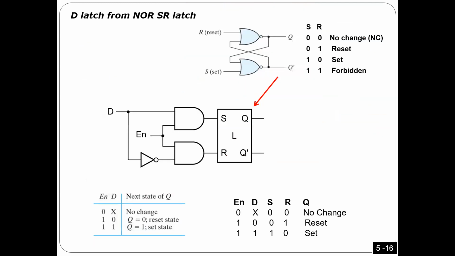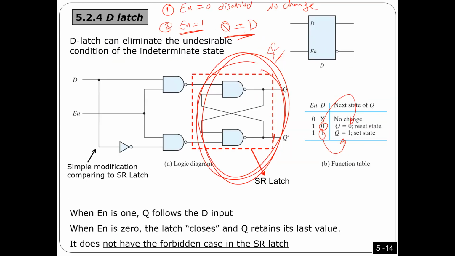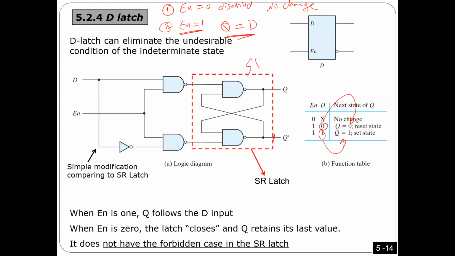So here, that's what I'm explaining in this slide. I can create the SR latch using NOR. This one is the SR latch, but I did it using NAND. But if you want to do it using NOR, I need to make some modifications. Instead of using NAND here, I'm going to use AND, okay?